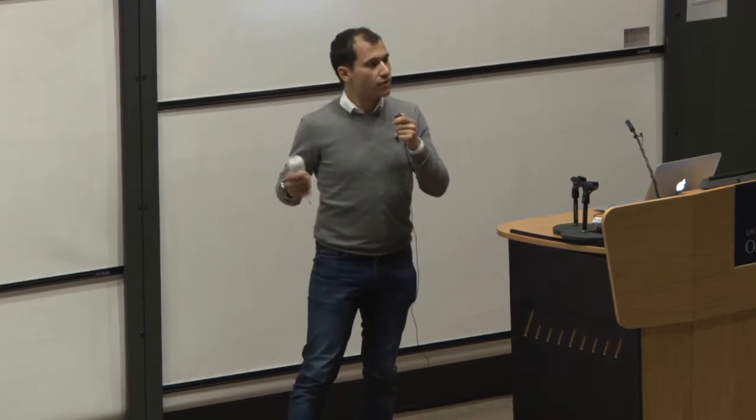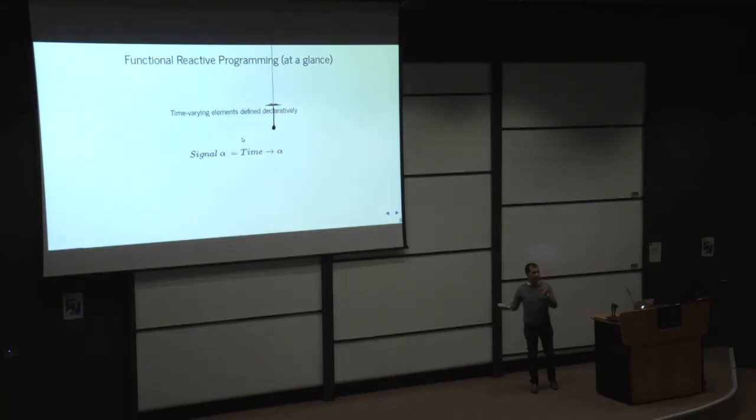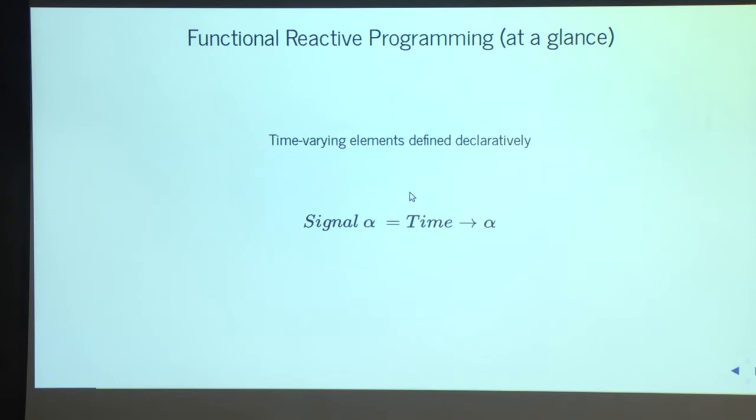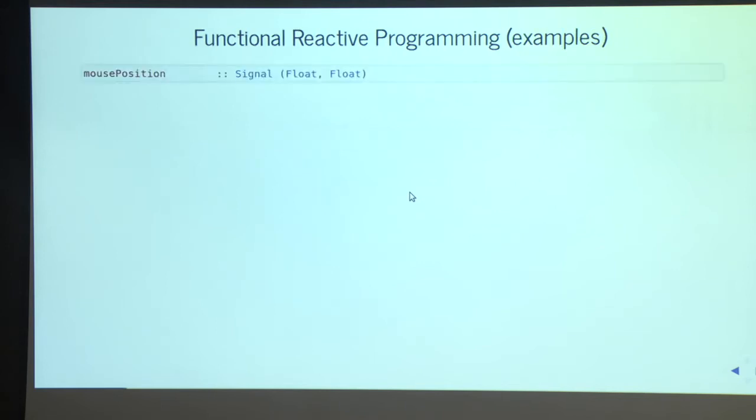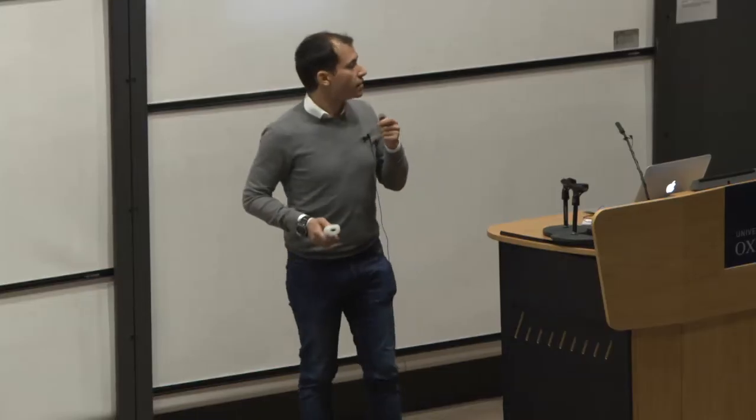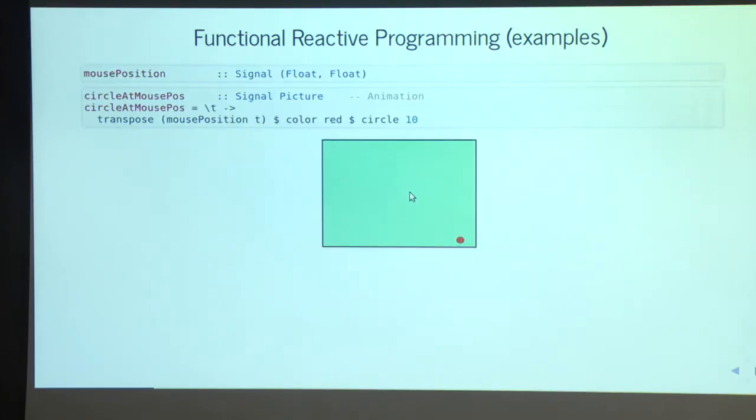So the vehicle, the way that we express games in Haskell is using FRP. And there's far too many flavors. It's a wide field. But just to give you an understanding, the idea is to express that things change over time as functions from time to value. So for instance, the mouse position is something that changes over time. So it's a function that at any time will give you a position. And so is an animation. An animation is a picture that changes over time.